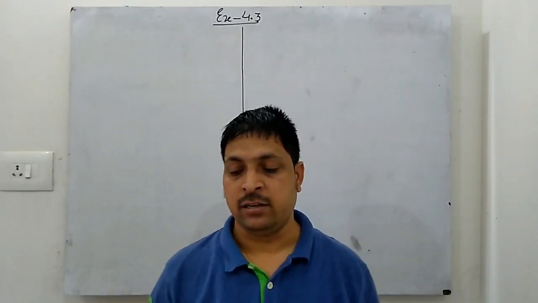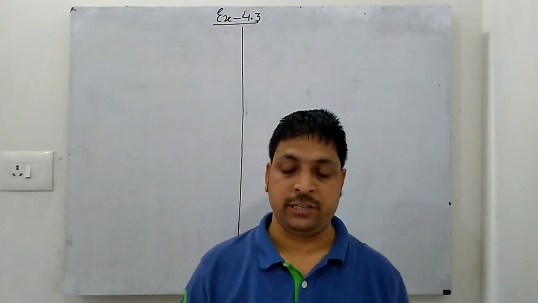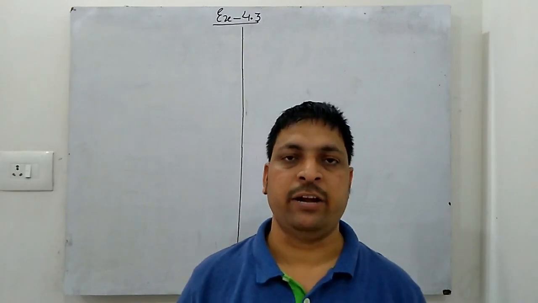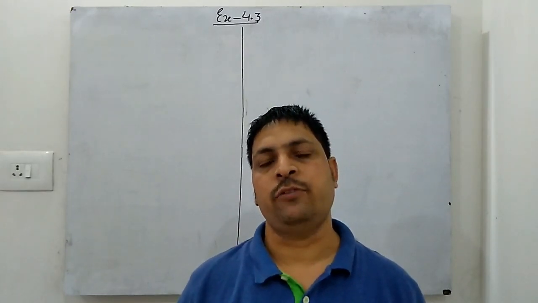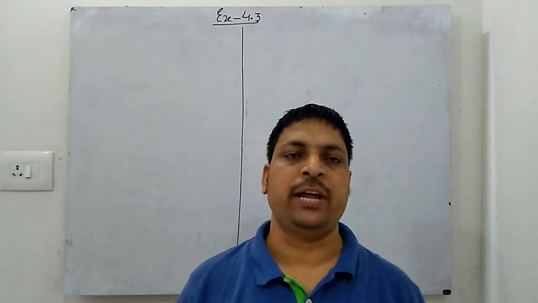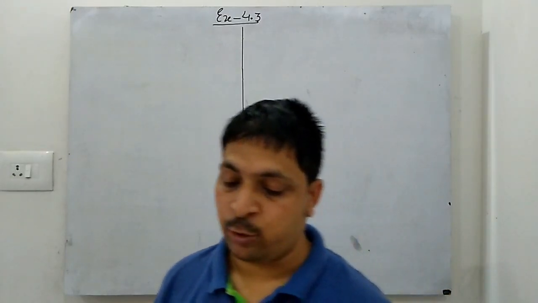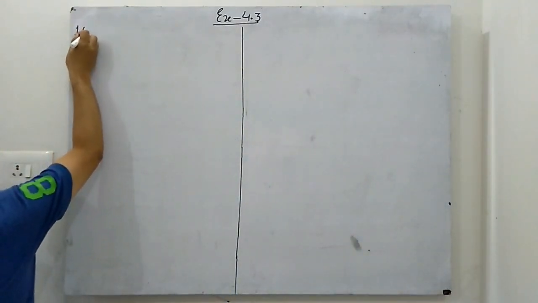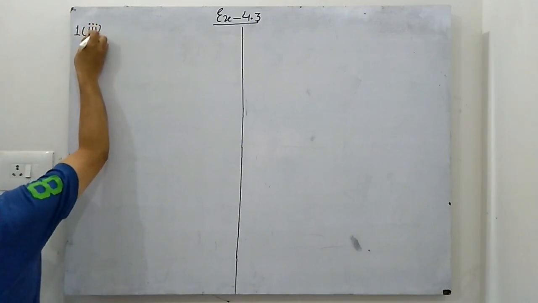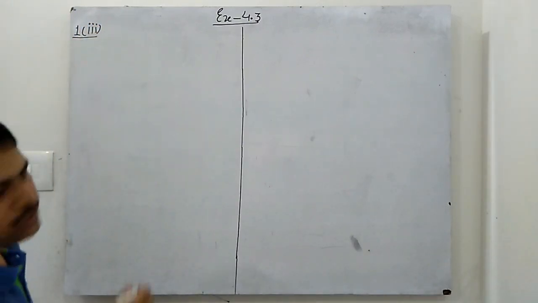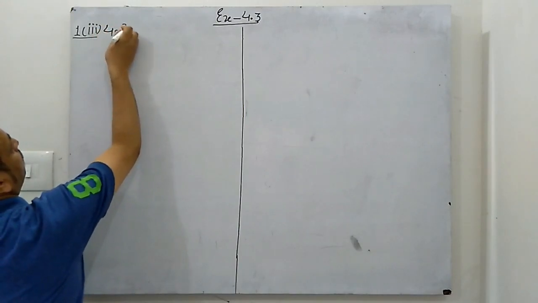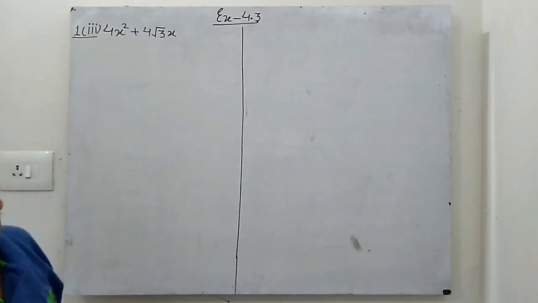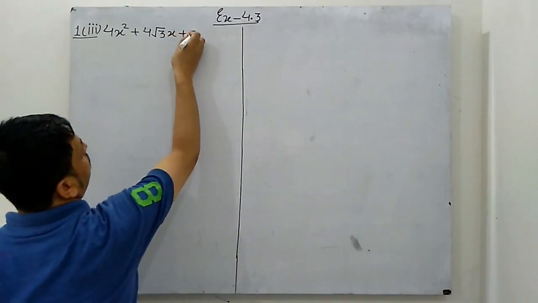Now we are starting our next exercise, that is exercise 4.3. Again, in question number 1, we will be given some equations and we have to find the solutions, or we can say the roots of the equation, by applying the quadratic formula. So we are taking two questions of question number 1. The third part of question number 1, which is 4x square plus 4 root 3x plus 3 equal to 0.